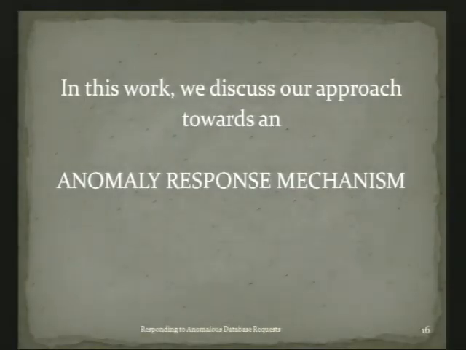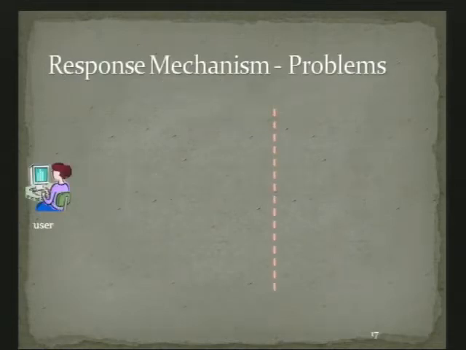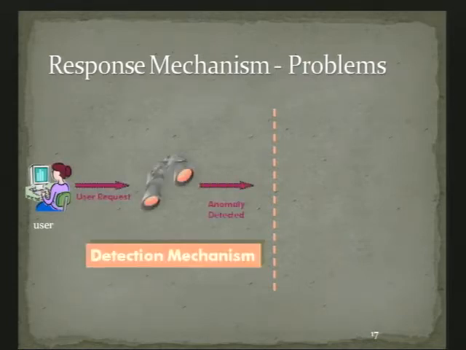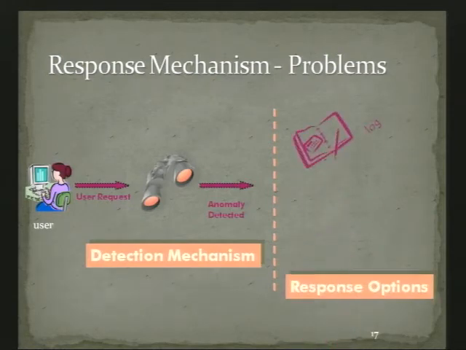But what I'm going to speak about in a little more detail in this presentation is an anomaly response mechanism. Now, what are the problems with a response system? Let's say you have a user who submits a request, and the detection mechanism detects that it's an anomaly. Now, what are the response options available to the response mechanism? It can log the request and that's it. It can send an alert.